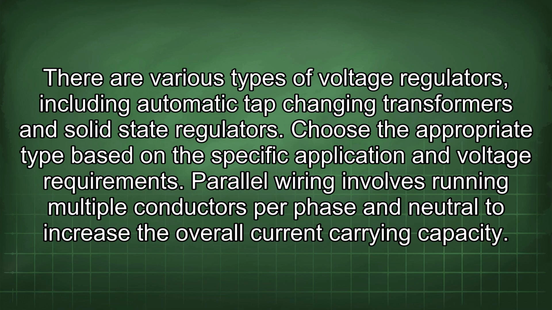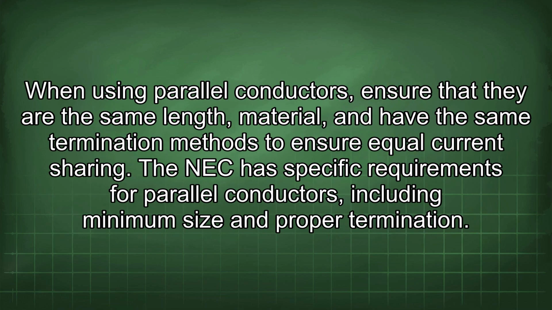Parallel wiring involves running multiple conductors per phase and neutral to increase the overall current carrying capacity. When using parallel conductors, ensure that they are the same length, material, and have the same termination methods to ensure equal current sharing. The NEC has specific requirements for parallel conductors, including minimum size and proper termination.